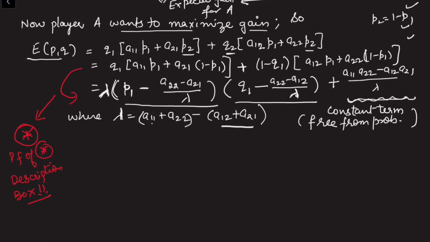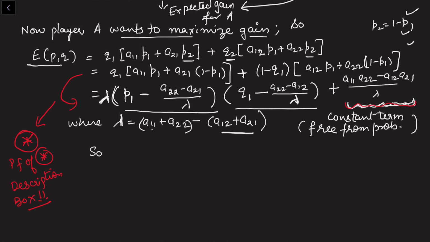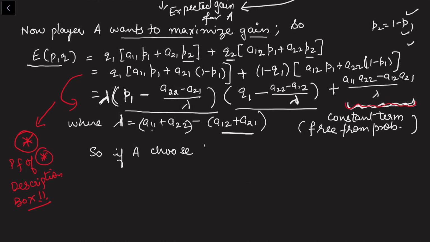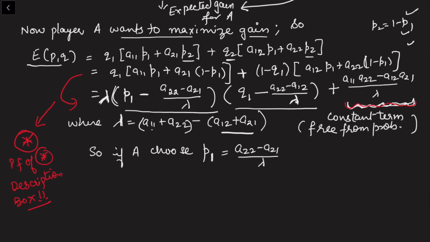Now this is a very nice expression because you can see the last term is a constant term. So we can see very clearly, let's see now, if A chooses P1 probability with this quantity, suppose the value of P1 is this one. This means this particular factor will become 0. If this factor becomes 0, this means 0 into this whole term goes into 0.